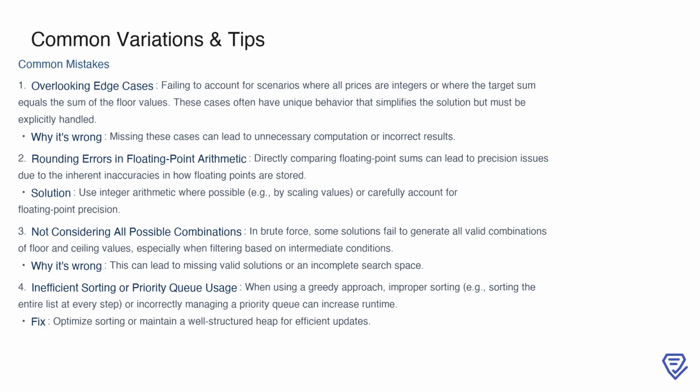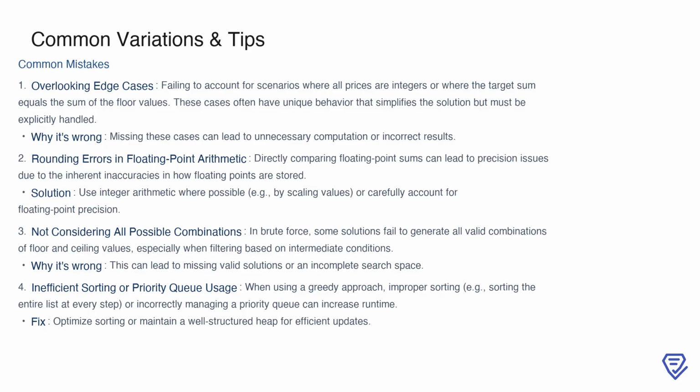Another issue arises from rounding errors in floating point arithmetic. Since floating point numbers are stored with inherent inaccuracies, directly comparing their sums can lead to precision problems. A good way to avoid this is by relying on integer arithmetic whenever possible, such as scaling values, or by carefully accounting for precision. Additionally, some solutions fail to consider all valid combinations of floor and ceiling values, particularly in brute force approaches. This omission can result in missed solutions or an incomplete search space.